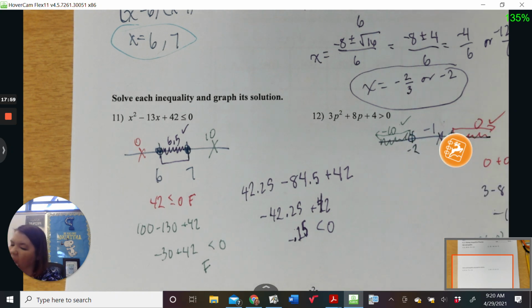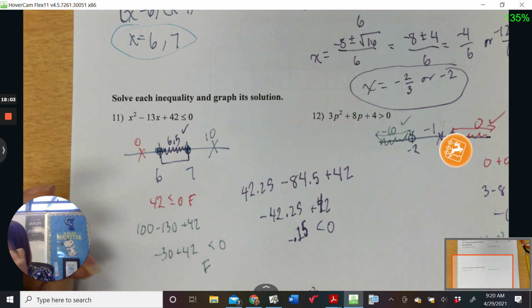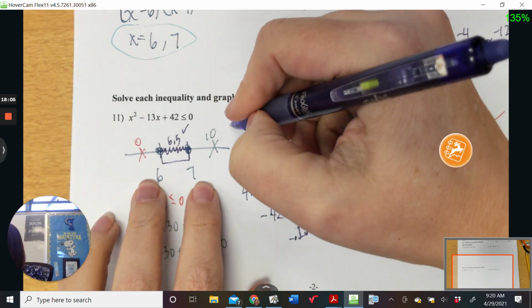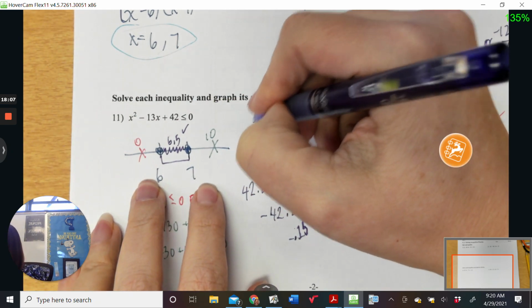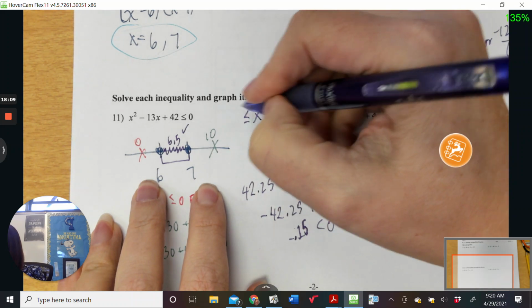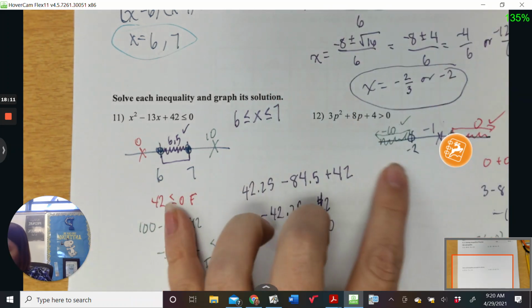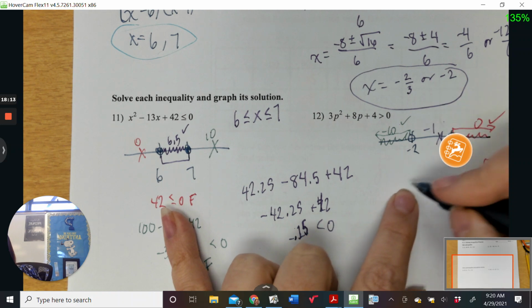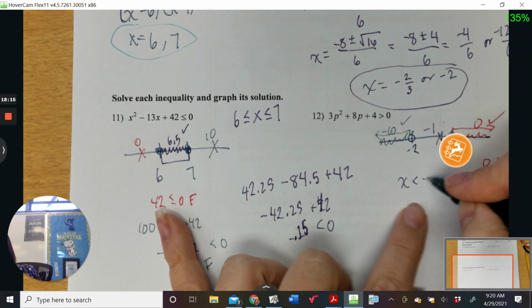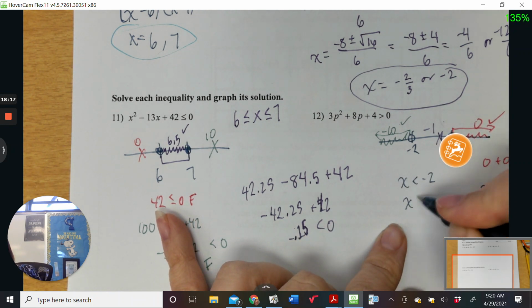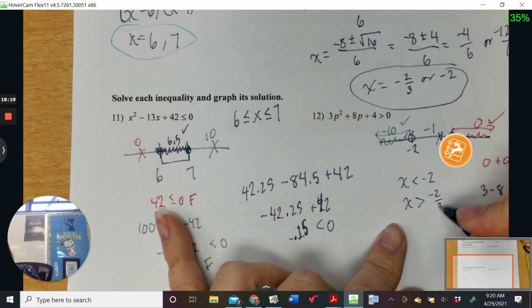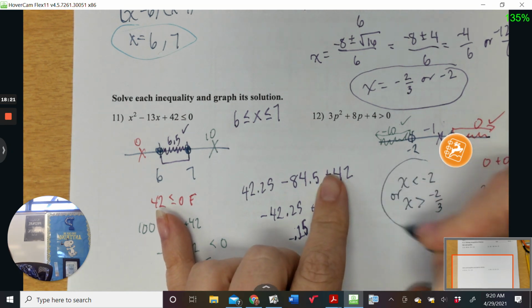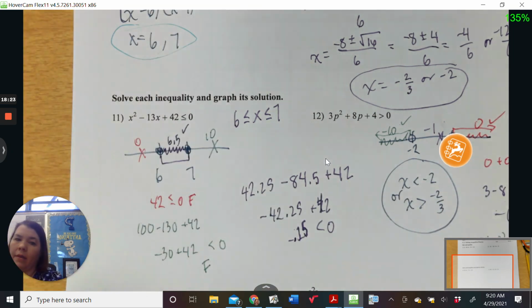And there you go. Oh wait, I didn't write the answers for any of them. I'm sorry, the answer for this one will be x is between or equal to 6 and 7. For this one, x is less than negative 2 or x is greater than negative 2/3, together, and that's your answer.